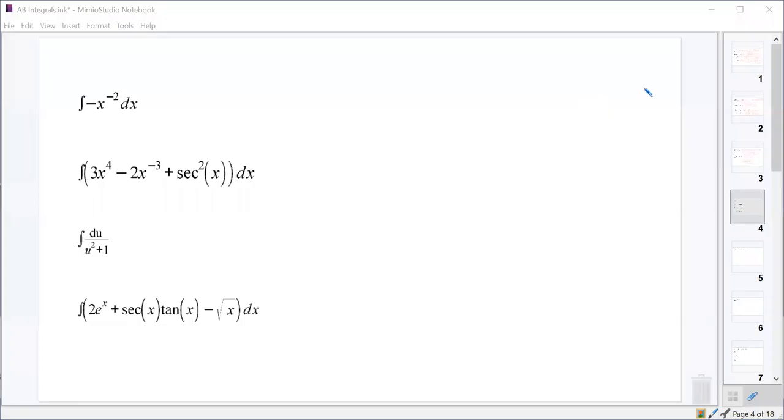So for the first one, negative x to the negative 2, that ought to go up to be x to the -1, and we're going to divide by the -1. So that ought to just give us, the negatives cancel. The over 1 is insignificant. We'll just drop that into the denominator, 1 over x plus a constant. Everybody good there? Yeah. All right. What about the next one?